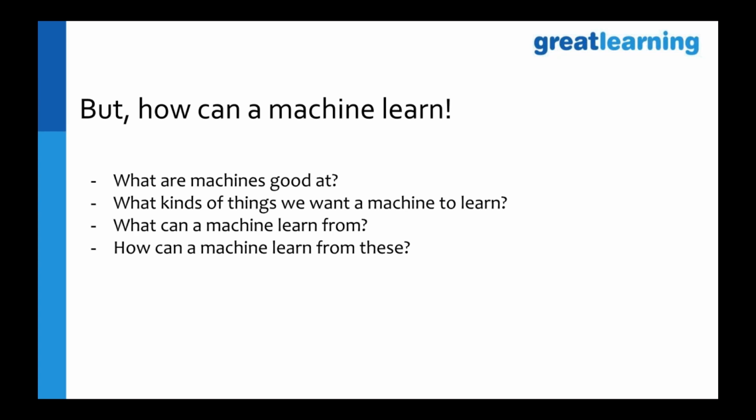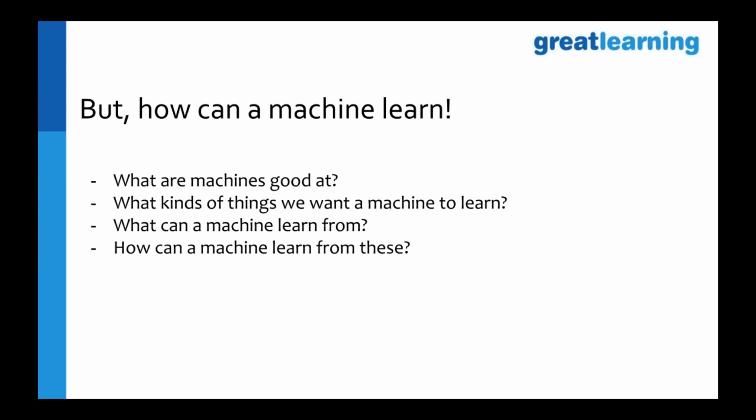Then we will try to answer, what are the kinds of things we want the machine to learn? So what are machines good at is the capability of machines. What is it that we want them to learn? And then we will see, given that they are good at this and we want them to learn this, how can a machine learn that? What can a machine learn from? That will be the third question we can answer, right?